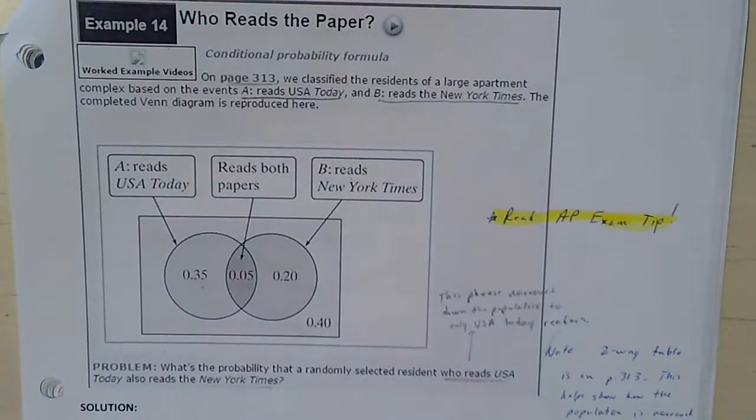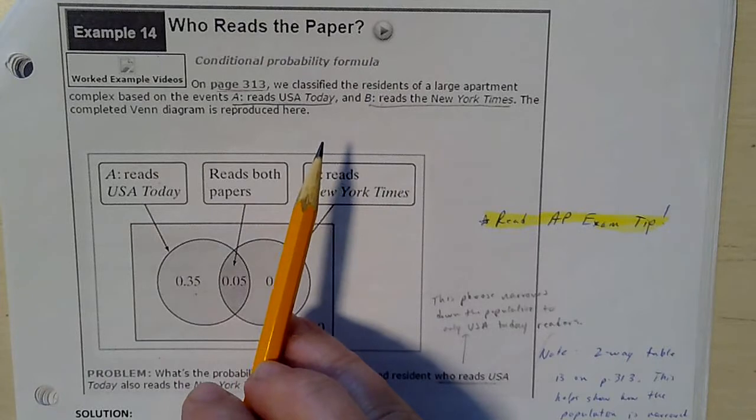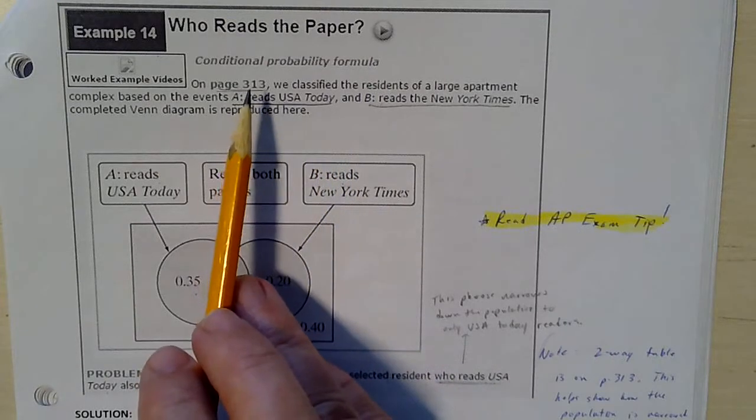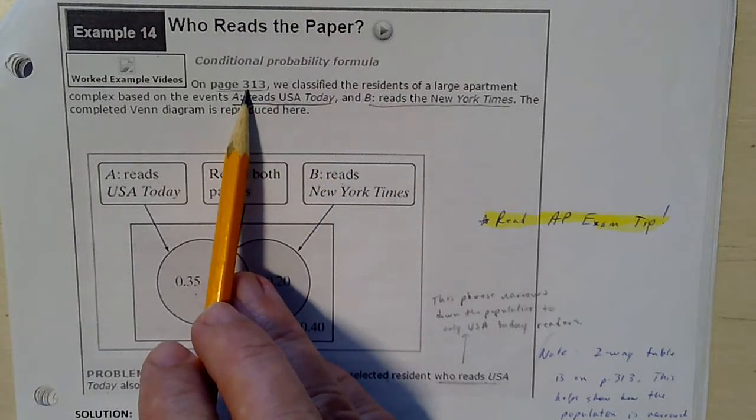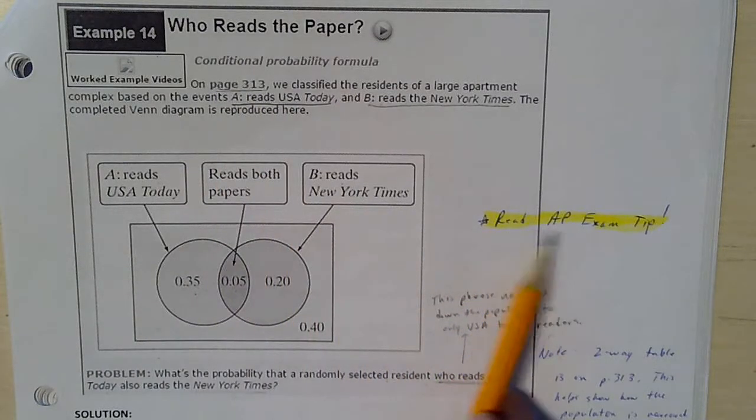I'm moving on. Okay, example 14. This will be the last one, then I'll have you try to check your understanding. Okay, on page 313, you might want to pause and read up on this. Also, while you pause, read the AP exam tip. They have some good advice there. Pause and read now.